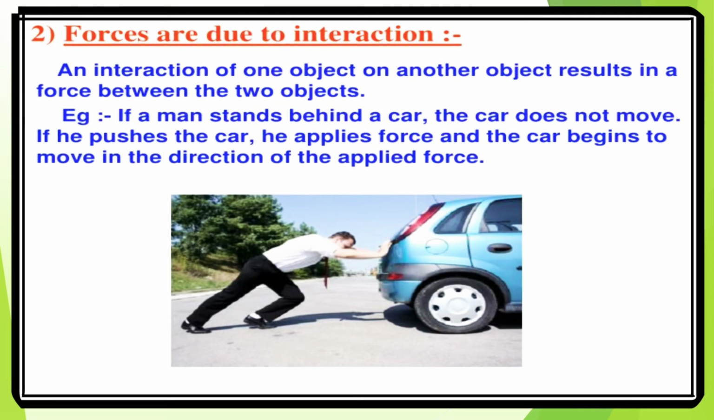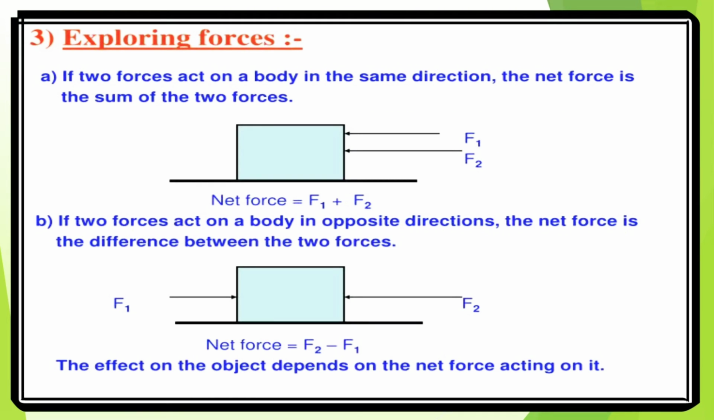Now, how does force happen? Forces only happen due to interaction between two objects. You can apply force only by touching the object, that is called interaction. Example, you can see in the figure, the man has touched the car, then and only then that car can be pushed or pulled. Next, the important one, that is exploring forces.